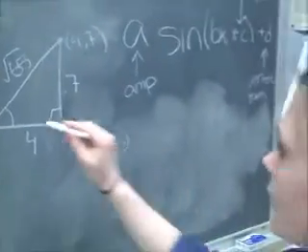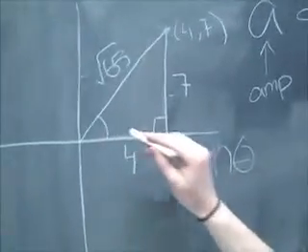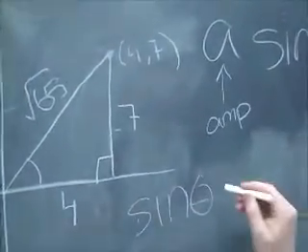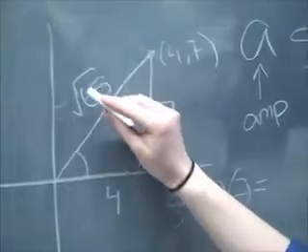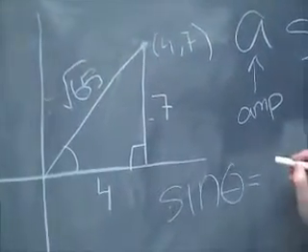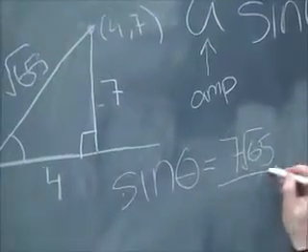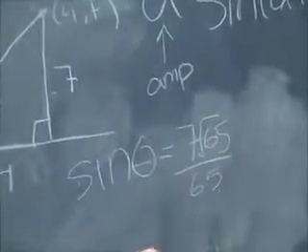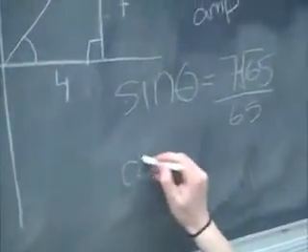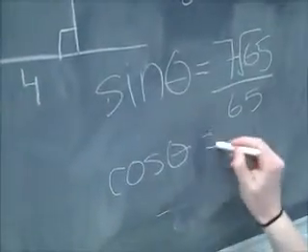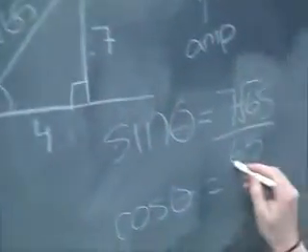So to find sine of theta, you'll do opposite over hypotenuse, which once again you want to get the root out of the denominator, so it'll be 7 root 65 over 65. And then you find the cosine of theta equals adjacent over hypotenuse.